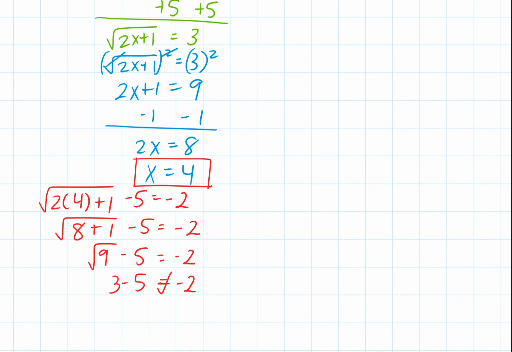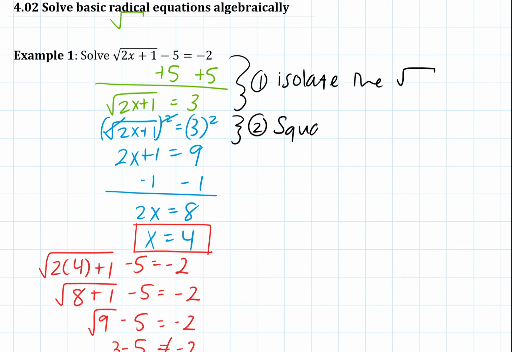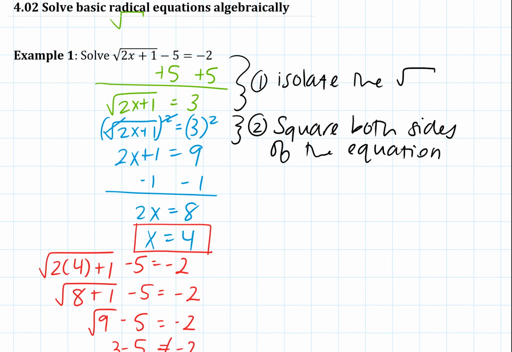Let's look back and see what steps we took to solve this equation. The first thing that we wanted to do was isolate the radical. Isolating the radical allows you to then square both sides of the equation, which gets rid of the square root, which is really nice. So then once you've squared both sides of the equation, you solve for x, meaning get x all by itself.